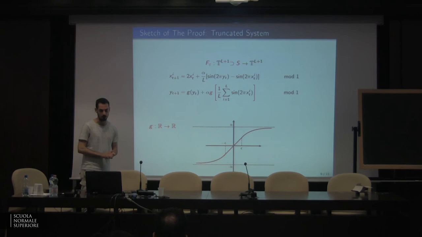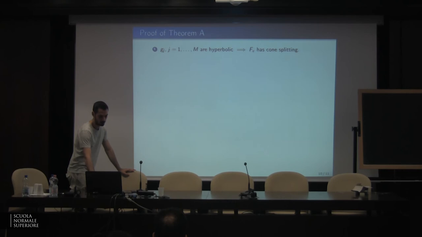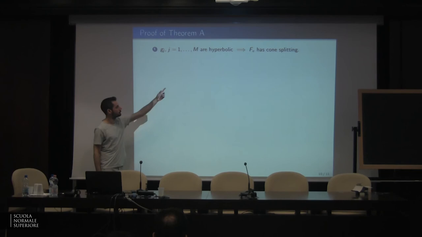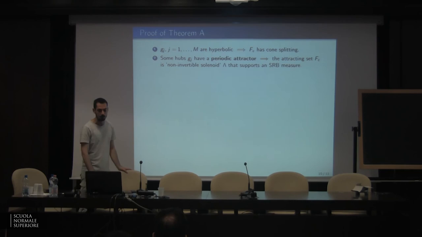And this is what we prove. The steps of the proof are very quickly the following. If your reduced map is hyperbolic, what you can show is that for epsilon sufficiently small, your auxiliary map, your truncated map, has a uniform cone splitting, so the map is uniformly hyperbolic at every point. And you can describe the attractors of this map from the knowledge of the periodic attractor for the reduced map.